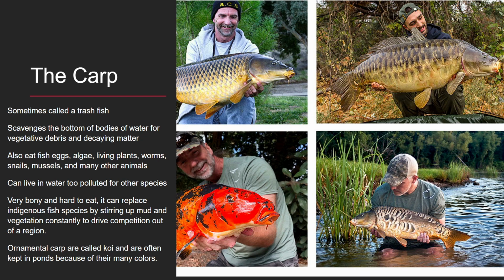Now, it can live in water that's too polluted for other species, so it can be invasive. It's very bony, hard to eat, but it can replace indigenous fish species by stirring up mud and vegetation constantly to essentially drive competition out of a region. And the ornamental carp are also called koi, and they're often kept in ponds because of their many colors.